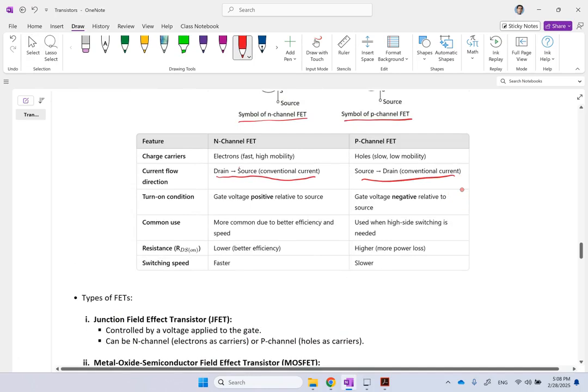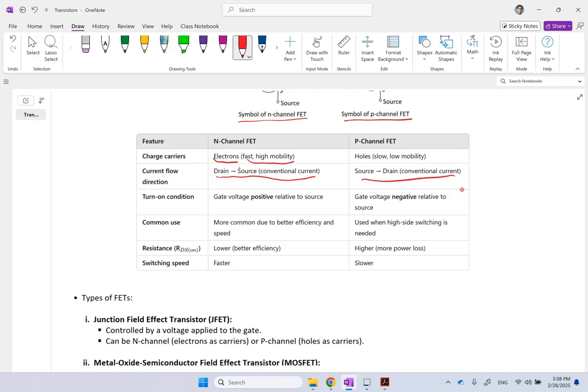In the N channel, the carriers of electricity are electrons. That's why they go fast. In P channel, they are the lack of electrons, or holes. They are slower. The turn-on condition here, gate should be bigger than the source voltage. Here, gate should be less than the source voltage. The N channels, like NPNs, are more common because of their speed and efficiency. The P channels are mostly needed when you are switching on the high side. The resistance of the N channels is lower. The ones for P channel are higher, and the N channels are typically faster than the P channels, okay?